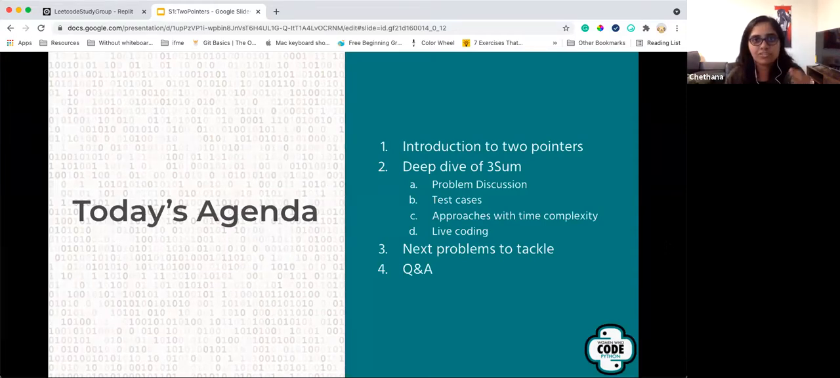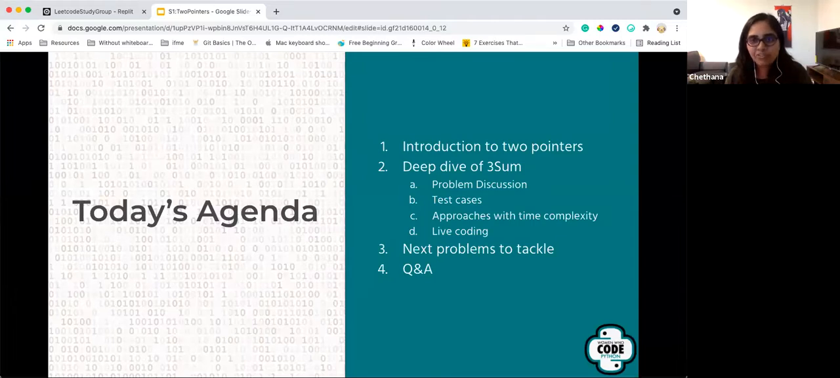Let's talk about today's agenda in a snapshot. We're going to get introduced to the two-pointer pattern. We're also going to go through one medium problem, which is called 3Sum. For folks who are already familiar with a lot of LeetCode problems, you would have heard of a similar problem called 2Sum. But if not, let's explore it together.